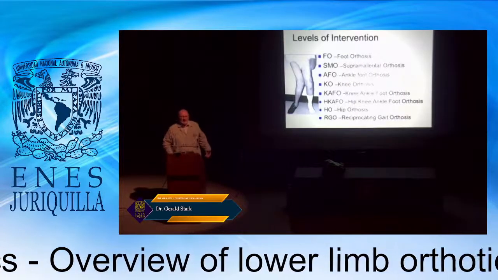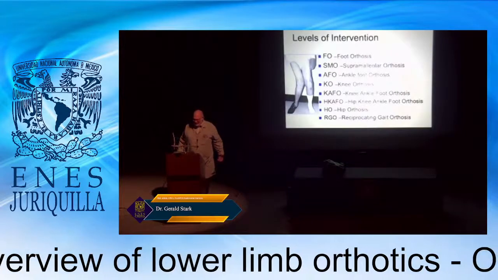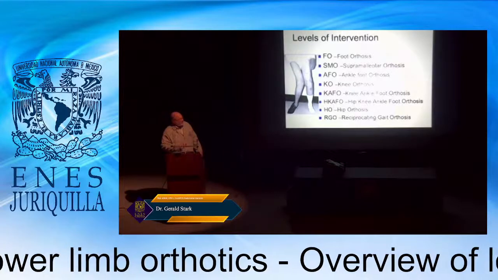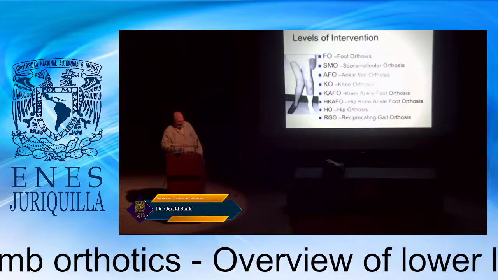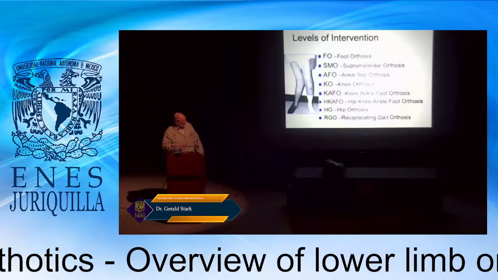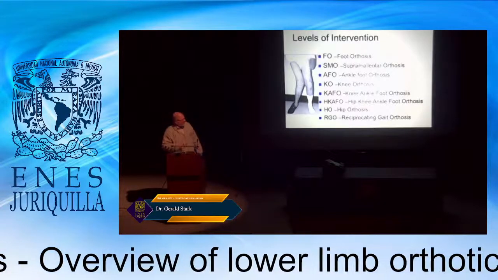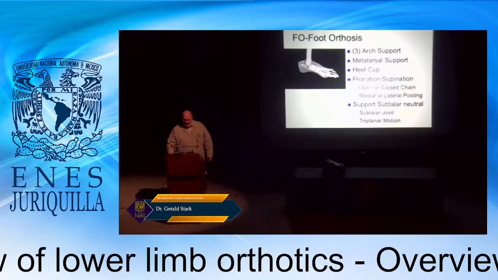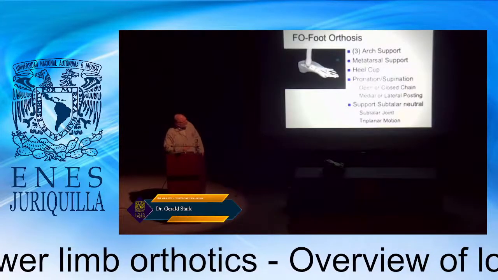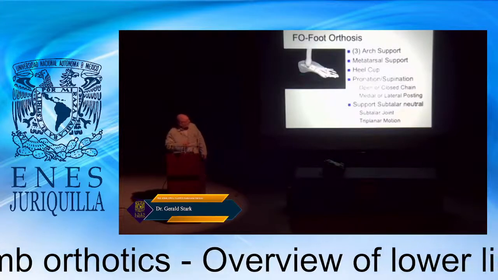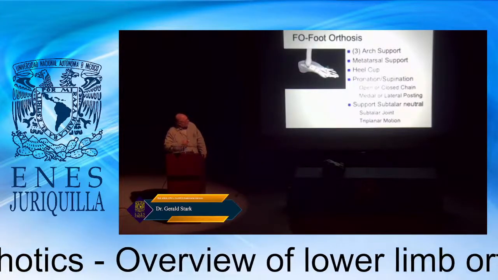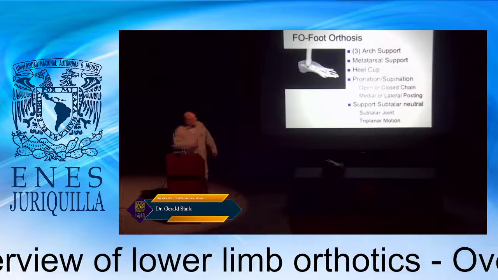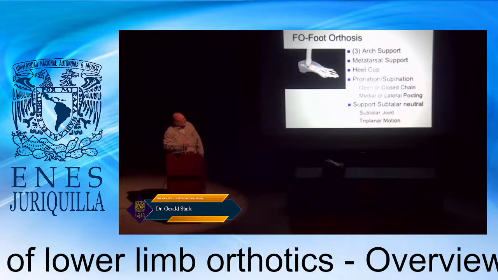So our levels of intervention, and I don't mean to bore you with them, but they are very basically foot orthosis, supramalleolar orthosis, ankle foot orthosis, knee orthosis, knee ankle foot orthosis, hip knee ankle foot orthosis, hip orthosis, and reciprocating gait prosthesis. So the foot orthosis really looks at the 3-arch support, the one in the medial longitudinal arch, the lateral longitudinal arch, and the transverse arch just proximal to the metatarsal heads.